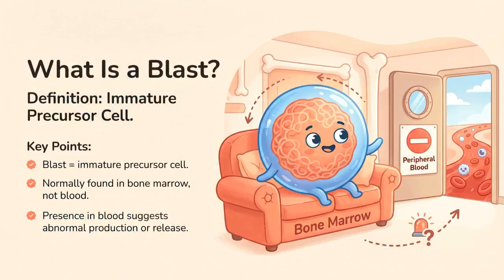At the heart of our discussion this week is the blast cell, a term you will encounter frequently, and one that carries significant diagnostic weight. A blast is, by definition, an immature precursor cell, the earliest recognizable form of a blood cell in its developmental lineage. Under normal physiological conditions, blasts are primarily found within the protective environment of the bone marrow, where they undergo a carefully regulated process of proliferation and differentiation into mature blood cells. Their presence in the peripheral blood is an abnormal finding and a critical indicator of potential pathology.